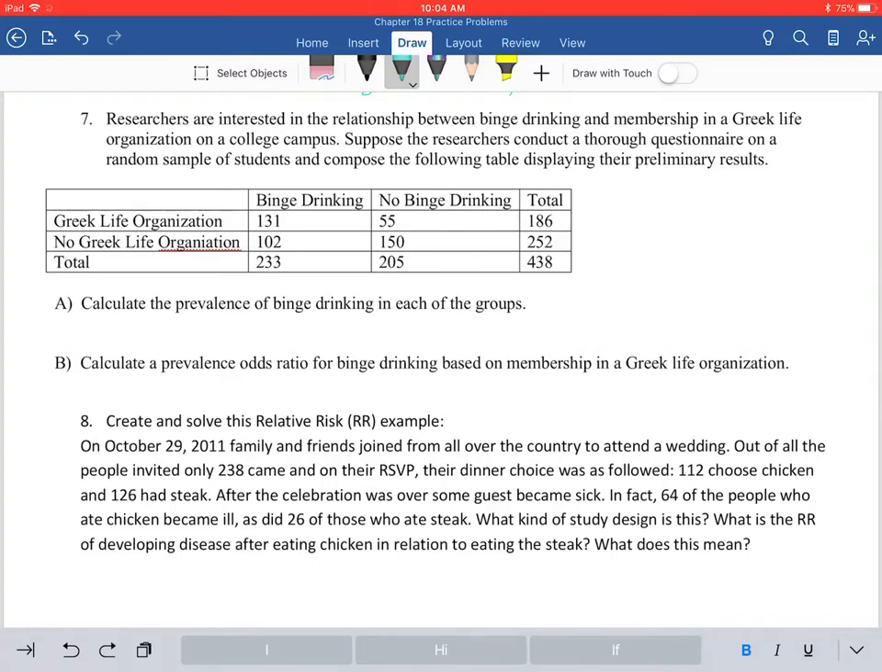This will make more sense with our question number 7. So researchers are interested in the relationship between binge drinking and membership in Greek life organizations on a college campus. Suppose the researchers conducted a thorough questionnaire on a random sample of students and composed the following table to display their preliminary results. So you have Greek life organization, no Greek life organization, and whether you binge drink or not. So this is your 2x2 table, A, B, C, D.